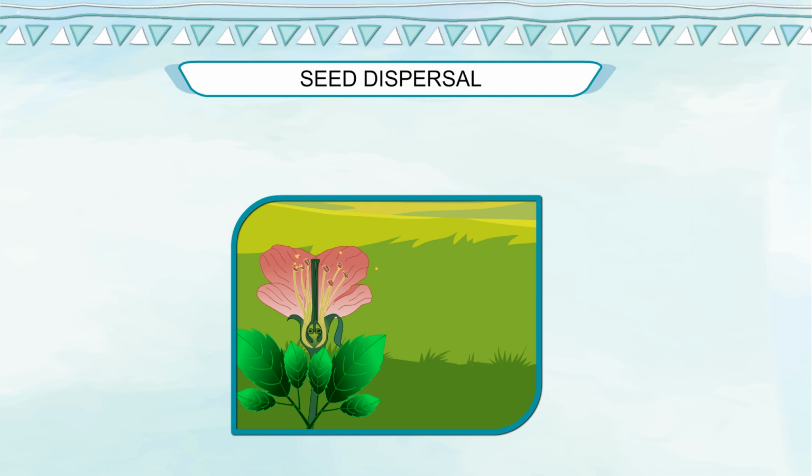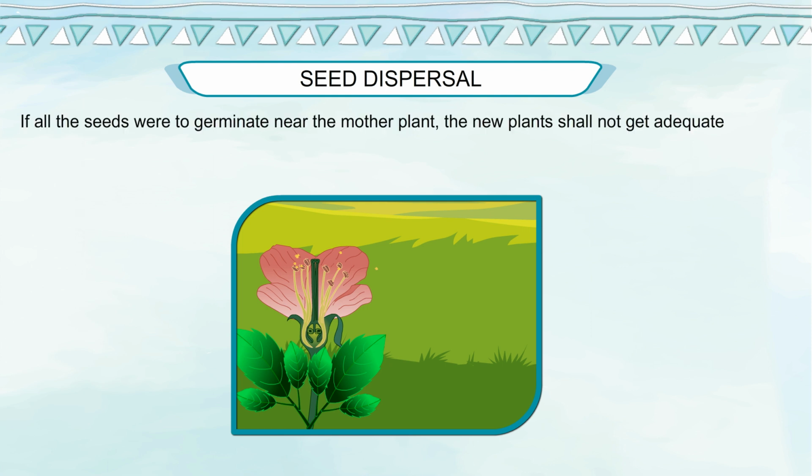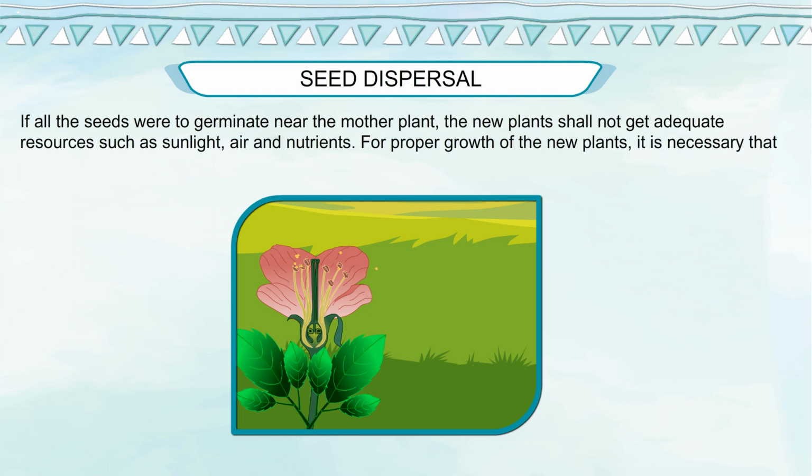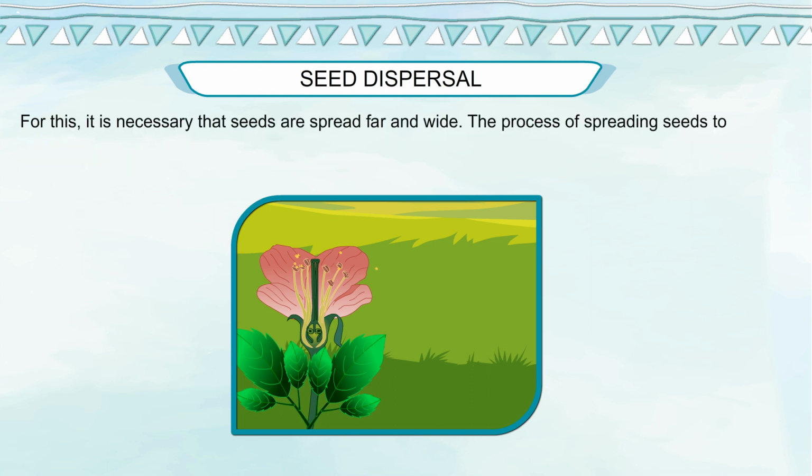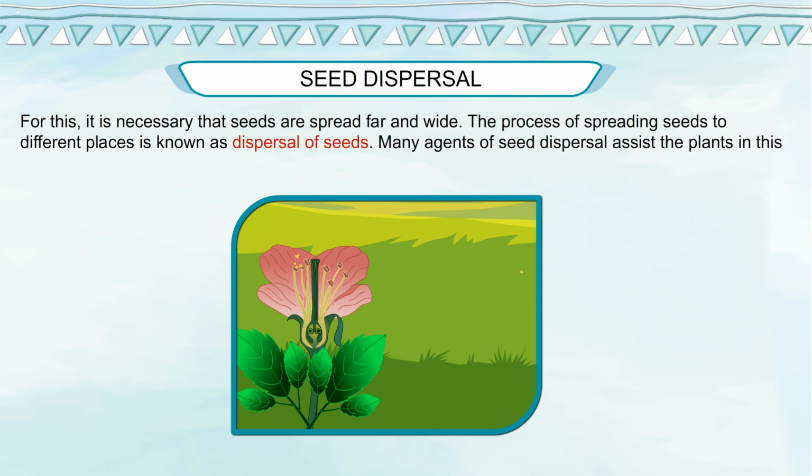Seed dispersal. If all the seeds were to germinate near the mother plant, the new plants shall not get adequate resources such as sunlight, air and nutrients. For proper growth of the new plants, it is necessary that they develop away from the mother plant. For this, it is necessary that seeds are spread far and wide. The process of spreading seeds to different places is known as dispersal of seeds.